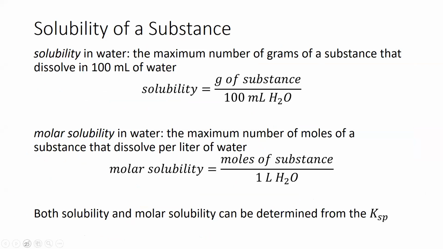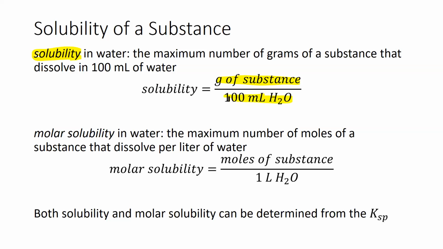Definition-wise, when we talk about solubility, there's a couple ways to do it. The most common way that solubility is expressed, if you were to look it up in a table of physical constants, for example, is generally in grams of a substance per 100 milliliters of water, okay?